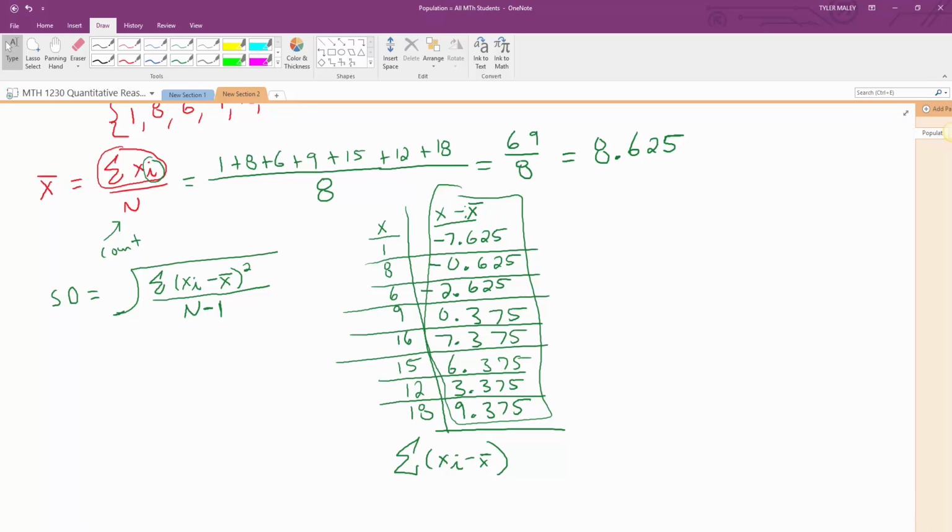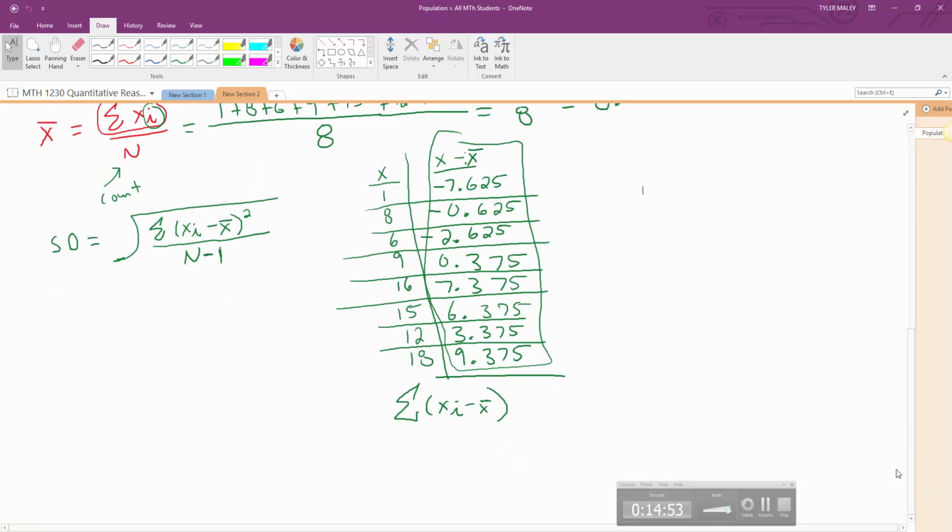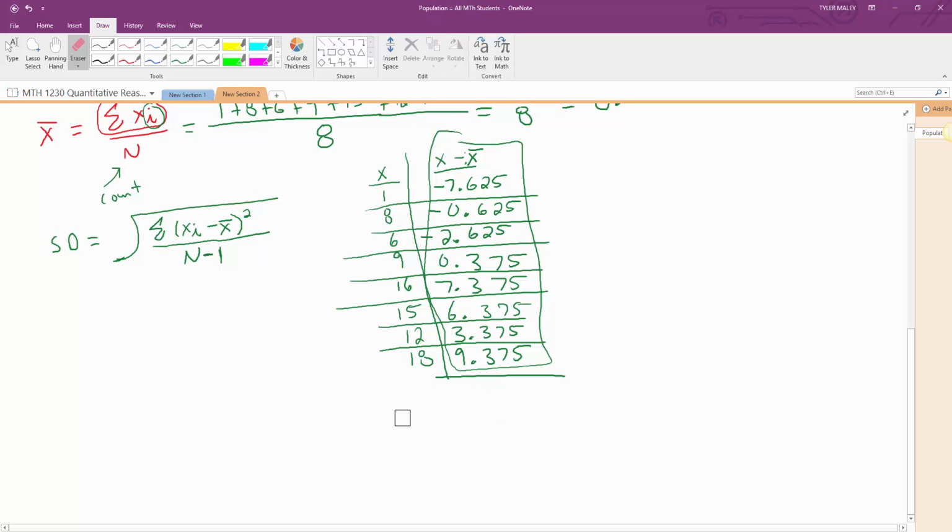Alright, excuse me, I forgot one step here. We're trying to find the sum of the distances, but we also have to square, right? So we don't actually want to find the sum of this column quite yet. What we want to do is come over here and make another column in our table. Oops, let me try to make this neater, sorry.